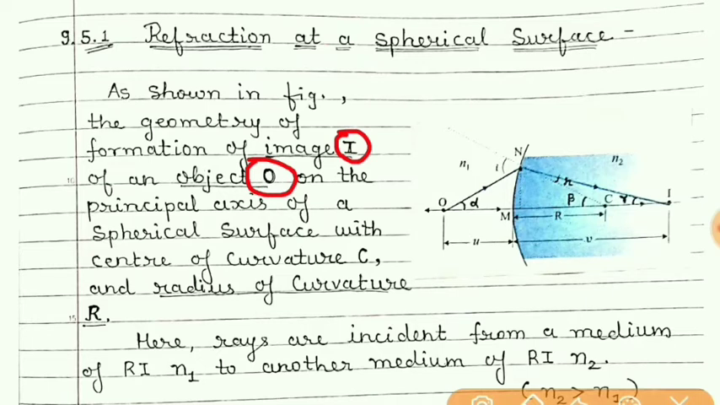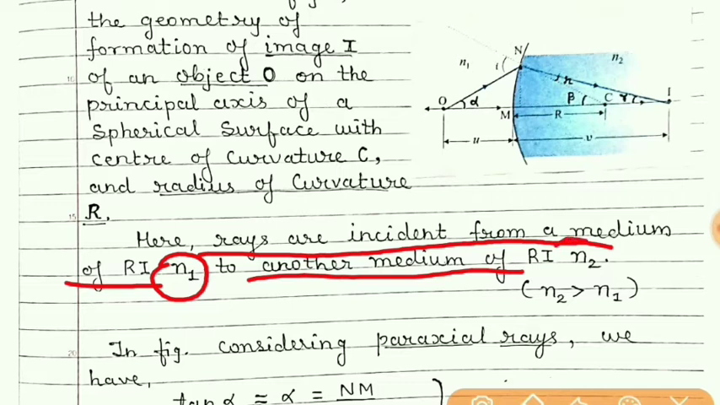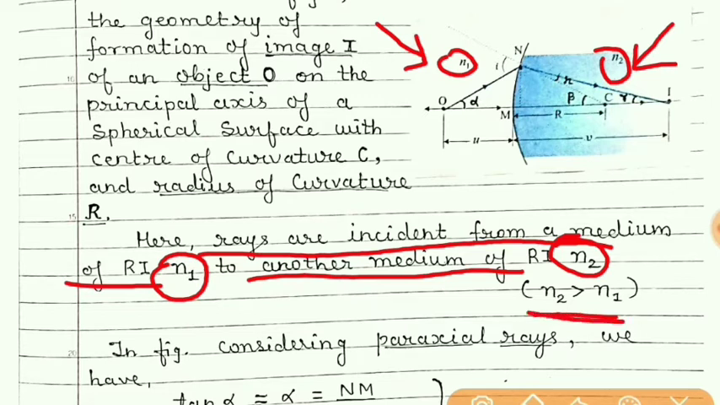Now here the rays are incident from a medium of refractive index N1 to another medium of refractive index N2. So these are the two different mediums. We can consider this medium as an air medium and this as a glass medium having a curved surface. Also, we have considered the condition that the refractive index of the second medium is greater than that of the first medium.